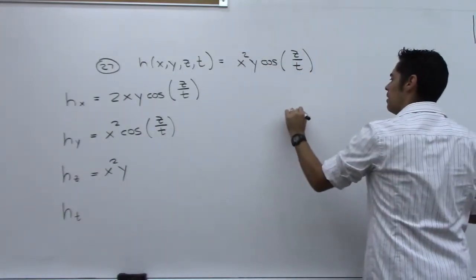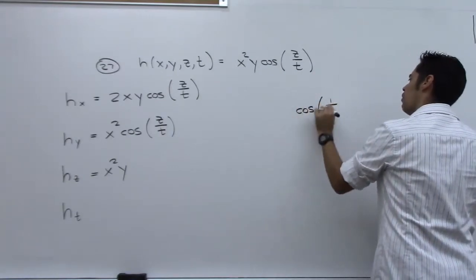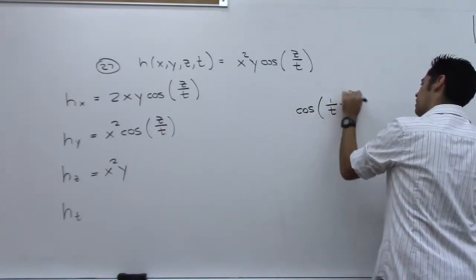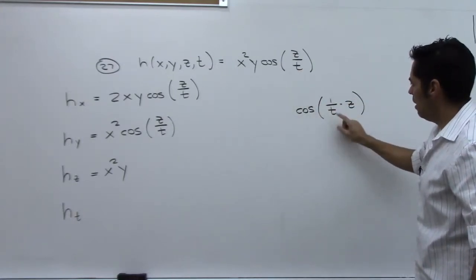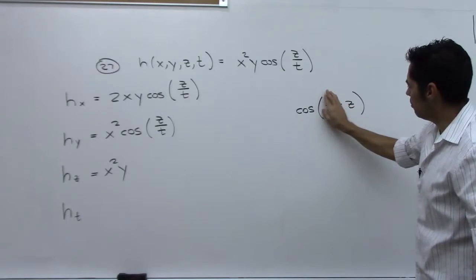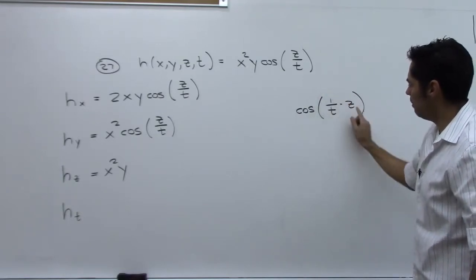So let me rewrite this. This is like cosine of 1 over t times z. And t is a constant. So 1 over t is a constant. And that's a constant in front of z. So just remember that, all right? That's just a constant in front of z.